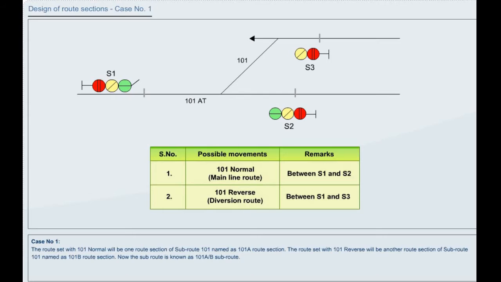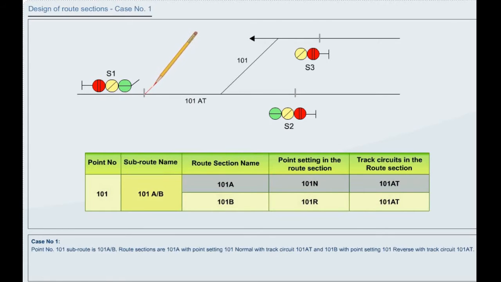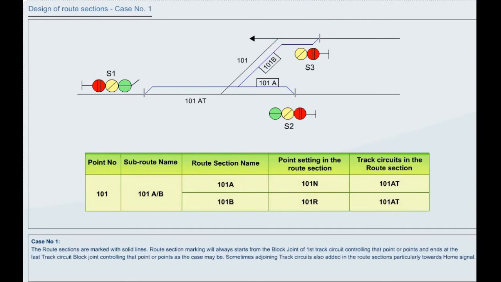The route set with 101 reverse will be another route section of subroute 101 named as 101B route section. Now the subroute is known as 101A by B subroute. Point number 101 subroute is 101A by B. Route sections are 101A with point setting 101 normal with track circuit 101AT, and 101B with point setting 101 reverse with track circuit 101AT. The route sections are marked with solid lines.